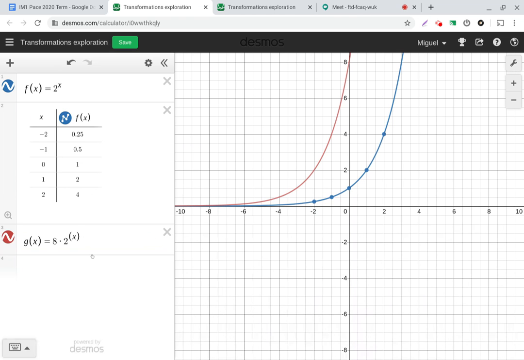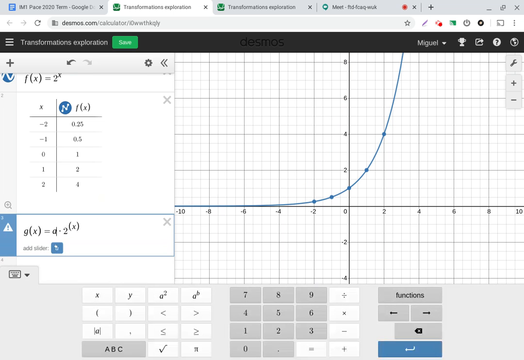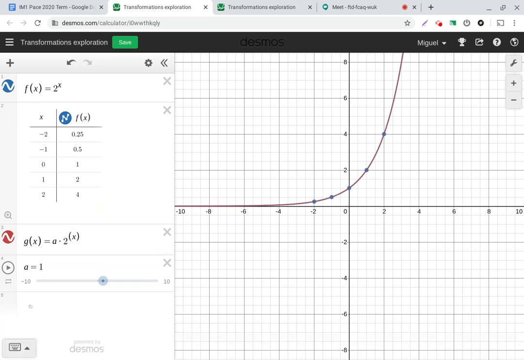So the 8, does it look like it moved it? Yeah. Or does it look like it changed the shape? Watch.